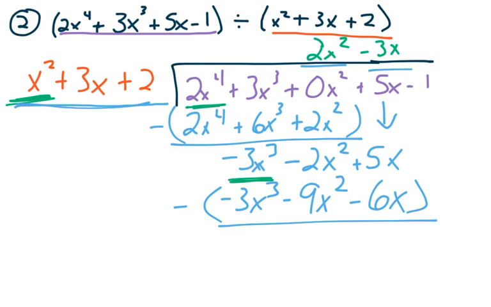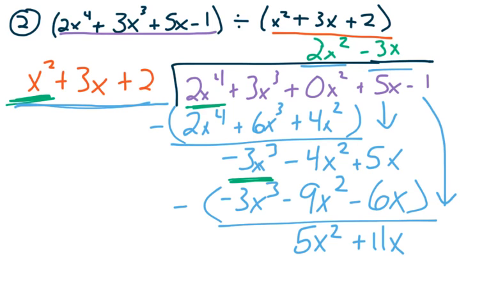And I just realized that I made a mistake. When I multiplied 2x squared times 2, that should be 4x squared. So I need to make this 4x squared. And then when I subtract, 0 minus 4 is negative 4x squared. So now I'm okay. I'm back to this part. When I subtract these two, I am at 0. Negative 4 minus negative 9 is positive 5x squared. And then I move on to the next one. 5x minus negative 6x. 5 minus negative 6 is positive 11x.